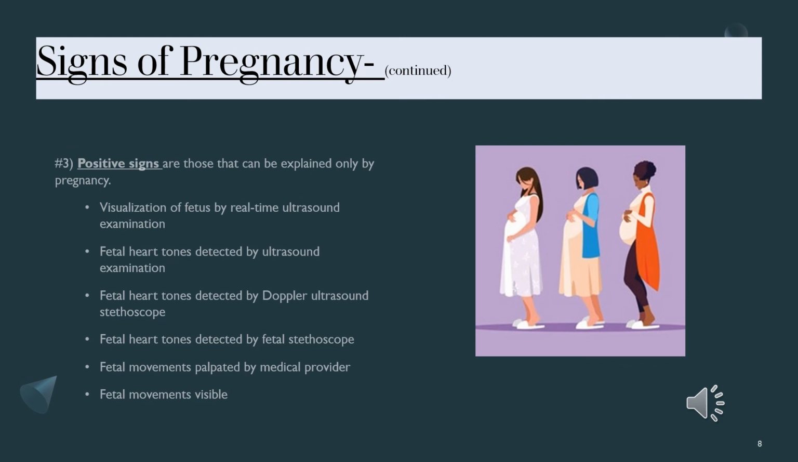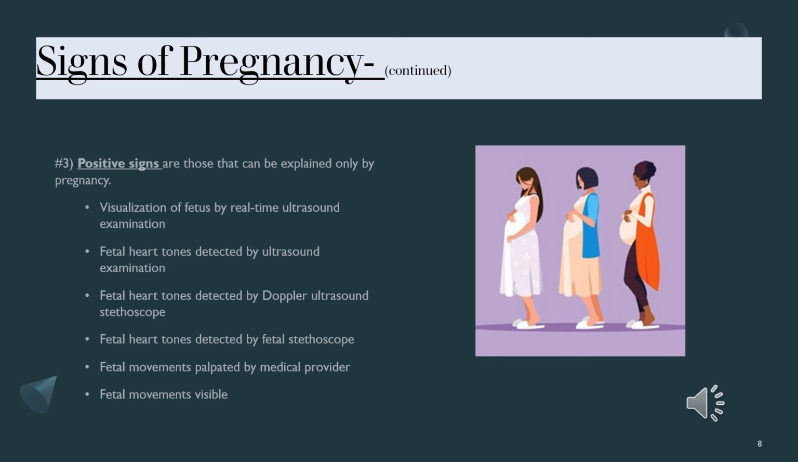Okay, so these are our positive signs of pregnancy. I can see a baby on a sonogram, right? I have the sonogram wand on this person's abdomen. I see the baby moving around. That is a positive sign that they're pregnant, okay? Hopefully everybody understands that, right?